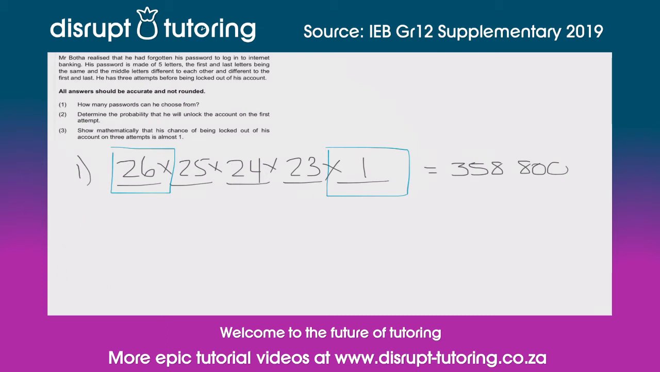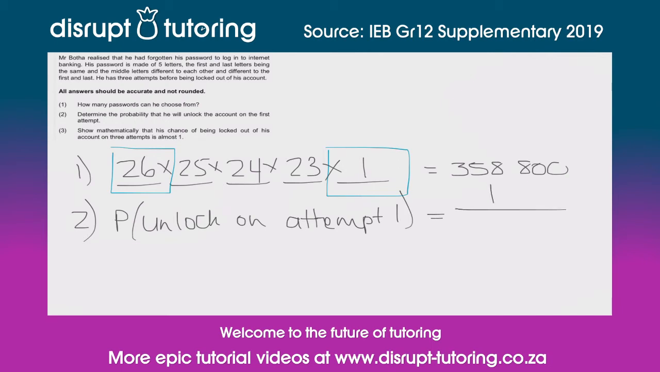Cool. Determine the probability that he will unlock the account on the first attempt. We know it's going to be really, really small. Essentially the probability that he will unlock on attempt 1, so he's got 1 attempt and there are literally 358,800 possibilities. We leave the answer like that because they've specifically said all answers should be accurate and not rounded. So that is what we get there.